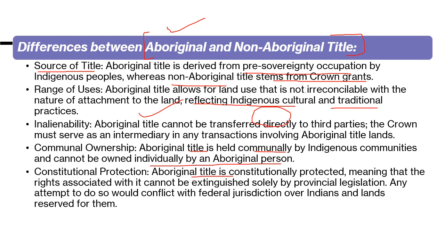Constitutional protection. So aboriginal title is constitutionally protected. The rights associated with it cannot be extinguished solely by any kind of legislation, be it provincial or federal. Any attempt to do so would conflict with federal jurisdiction over Indians and lands reserved for them. So provincial law can never extinguish any aboriginal title. The federal government can, but within the limits of law, within section 35, by accommodating the interest of aboriginal people after consultation. So duty to consult is a must.